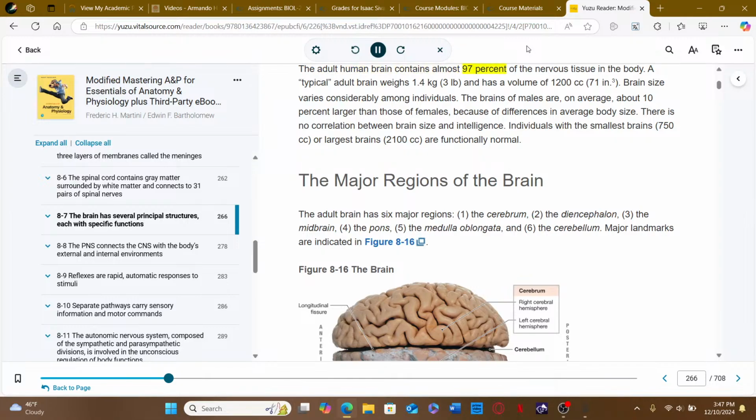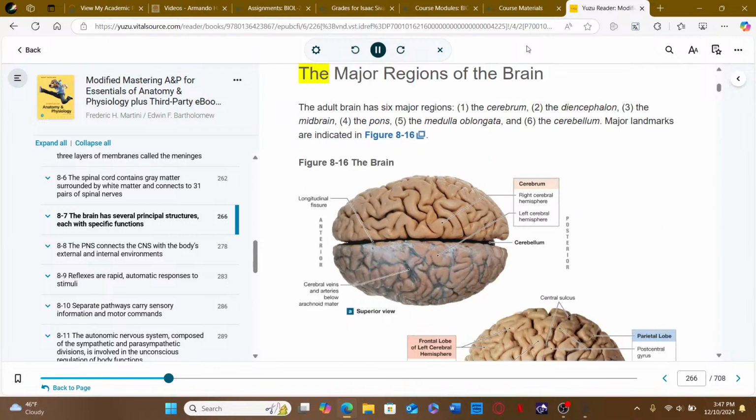The adult human brain contains almost 97% of the nervous tissue in the body. A typical adult brain weighs 1.4 kilograms (3 pounds) and has a volume of 1,200 cubic centimeters (71.3 cubic inches). Brain size varies considerably among individuals. The brains of males are, on average, about 10% larger than those of females, because of differences in average body size. There is no correlation between brain size and intelligence. Individuals with the smallest brains, 750 cubic centimeters, or largest brains, 2,100 cubic centimeters, are functionally normal.